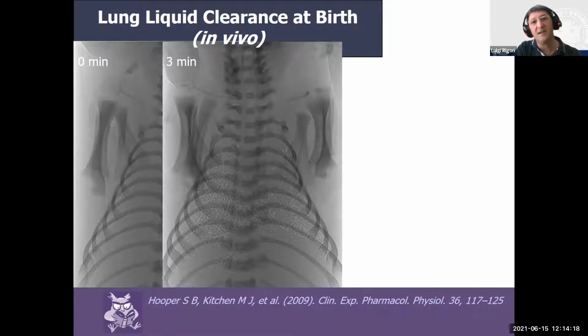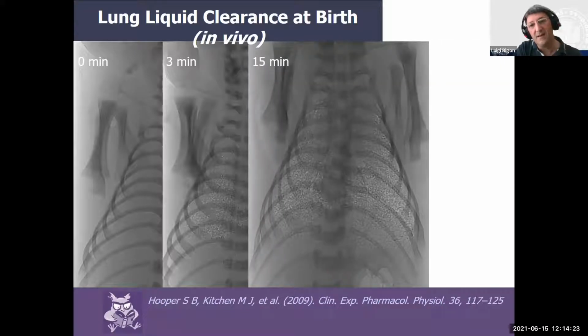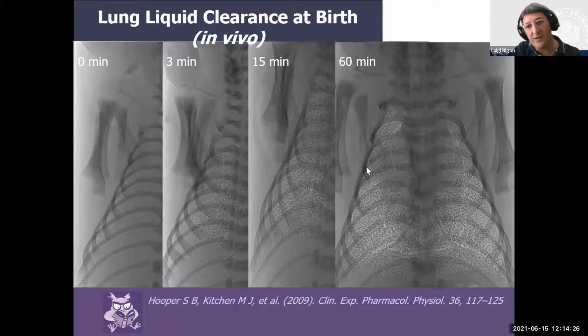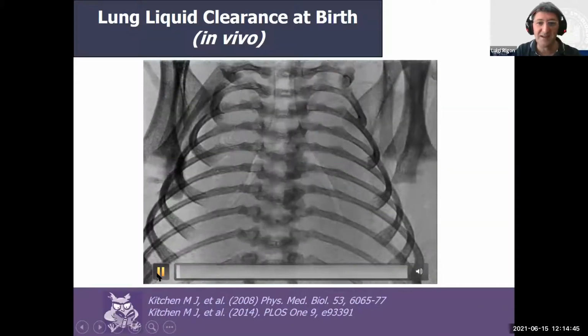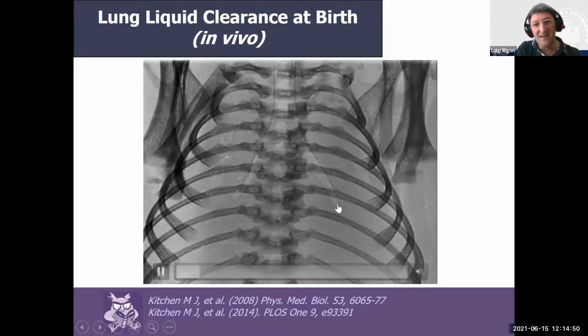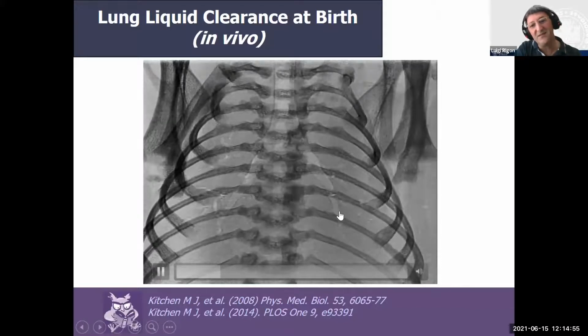So there is this liquid clearance, the air replaces the liquid, and after an hour you can clearly visualize all the airways. Here, this is the trachea, the bronchi, the bronchioli, the alveoli, and you see all the lungs of the pup. This is a very spectacular result, so I think we can spend some time watching this movie that shows the liquid clearance and the filling of air in real time during image acquisition.